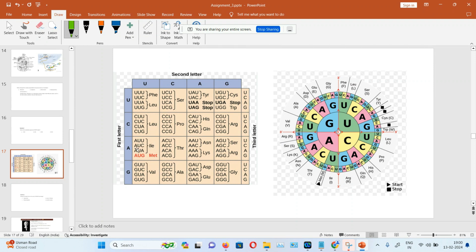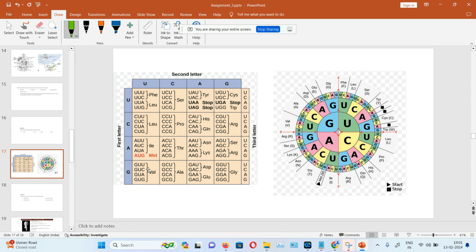AUU, AUC, AUA stand for isoleucine. Here also it works in a similar way. Start from the 5 prime end, and that will be the center portion. GAA stands for E, aspartate, say aspartic acid, glutamic acid kind of thing. You can get this from the codon table.